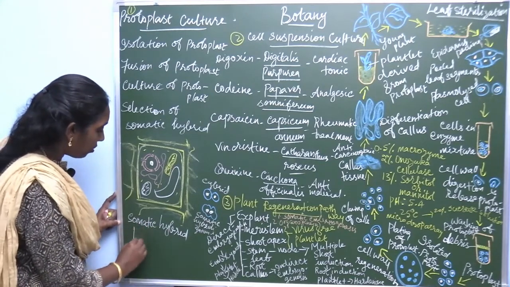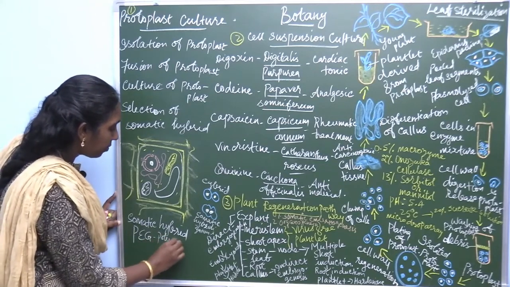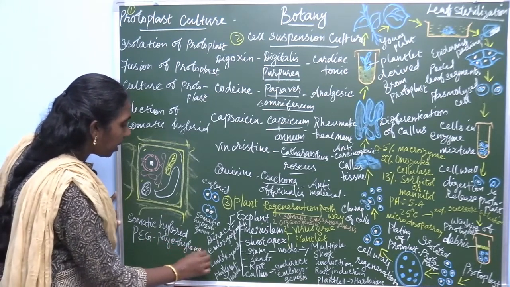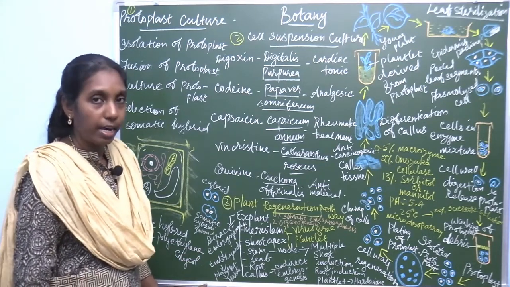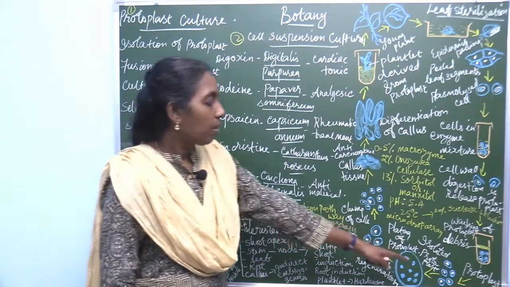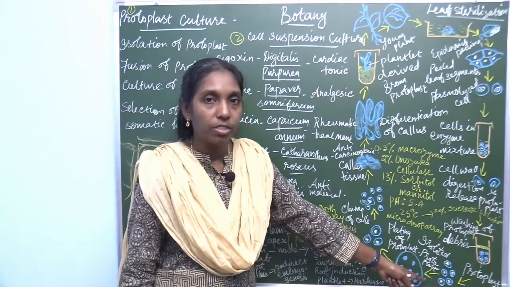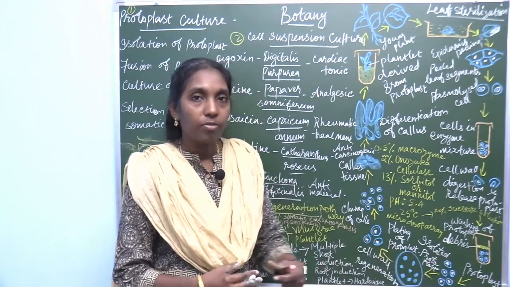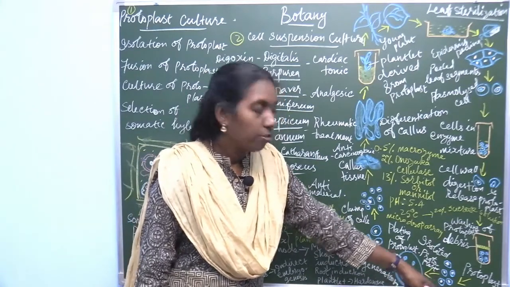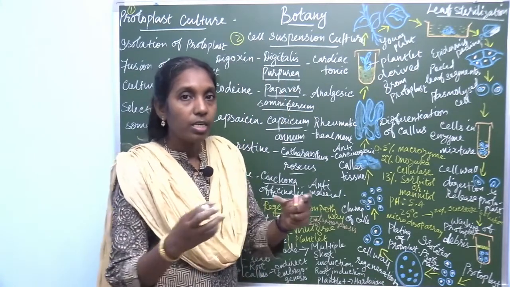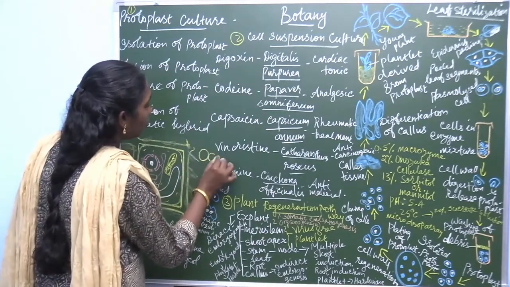Normally the fusogenic agent is PEG, polyethylene glycol. So allow it to this PEG. When you treat it with 25 to 30% polyethylene glycol along with Ca++ ions, fusion takes place. It just joins the protoplasts.